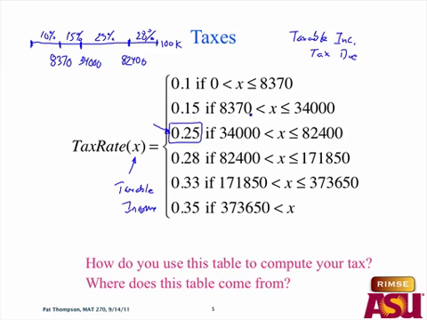Okay, and so these values are the breakpoints in the rates: 8,370, 34,000, 82,400, etc. This is where the rate abruptly changes. So you're paying 15% on the 33,999. Now that dollar you pay 15%. On the next dollar you pay 25%.